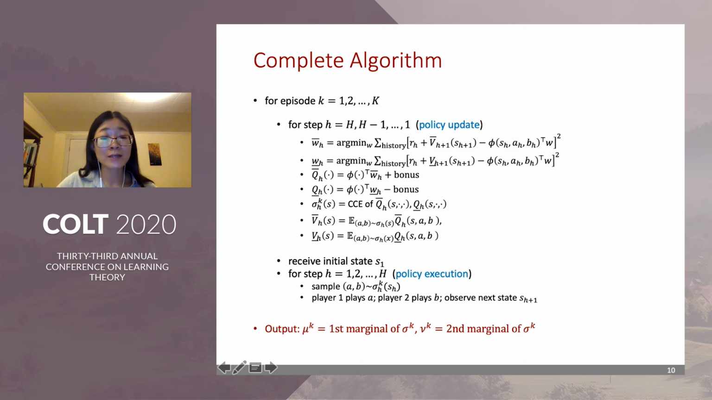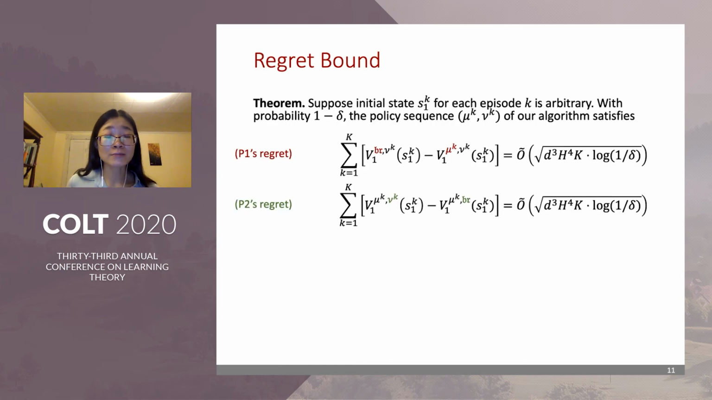Now, note that the NE requires the policy pairs to be in a product form, so we marginalize the joint policy here to obtain the paired policy for both players. Our algorithm achieved the following regret bound. In particular, for player 1, the regret is defined as the summation of the value function difference if player 1 plays the best response policy with respect to player 2's policy. And similarly, we can obtain the same regret bound for player 2.